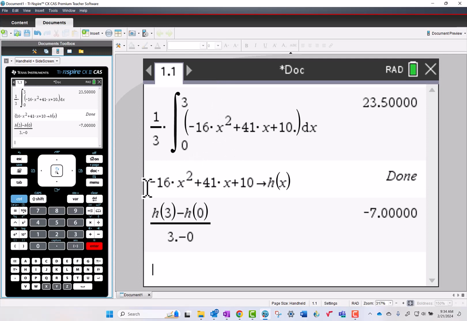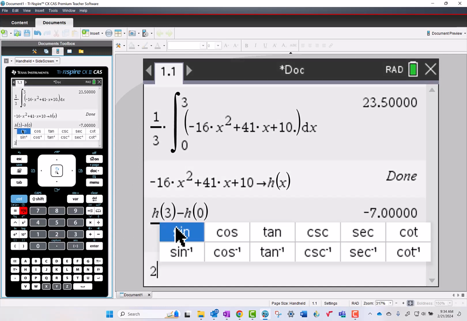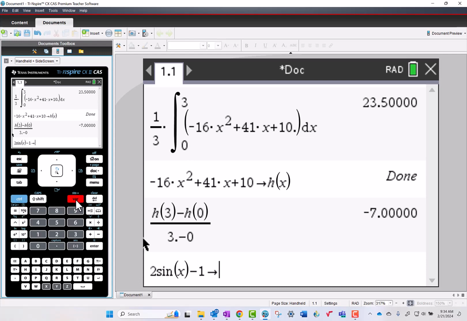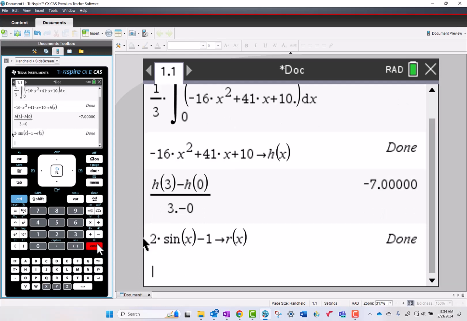Okay, so here we go. We're going to store 2 sine x minus 1. And I'm going to store it as r, because that's what they call it. So I'm storing it as r. Again, you have to store it as a function, r of x. Okay? There we go. It's done.